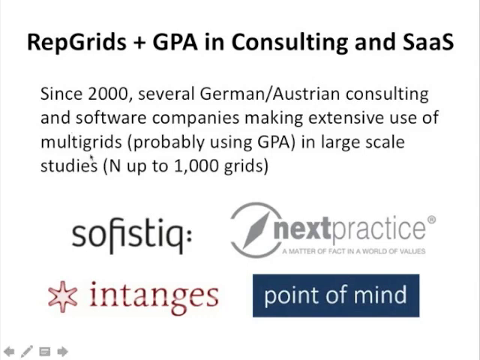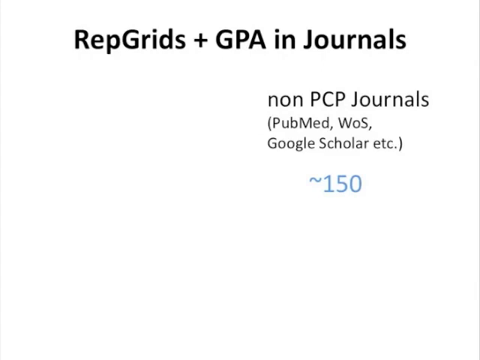And they use large-scale studies. For a single study, up to 1,000 grids. It's huge what they do partially. And these are the companies that do that in Germany. So there are practitioners who are doing that. And if we look at RepGrids plus GPA in journals, we will find that in non-PCP journals, there are approximately 150 papers or more which apply repertoire grid plus GPA. So it's fairly commonly used.